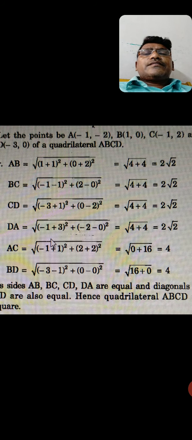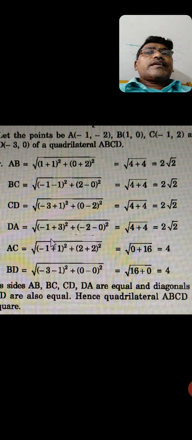AB, we are using the distance formula, x1 minus x2 whole square plus y1 minus y2 whole square. Here x1 equal to 1, x2 equal to minus 1. So minus of minus becomes plus, 1 plus 1 whole square, plus y1 is 0, y2 equal to minus 2, so minus of minus again becomes plus. So 1 plus 1 is 2, square is 4, plus 0 plus 2 whole square, 2 square is 4. So 4 plus 4 is 8, square root of 8.